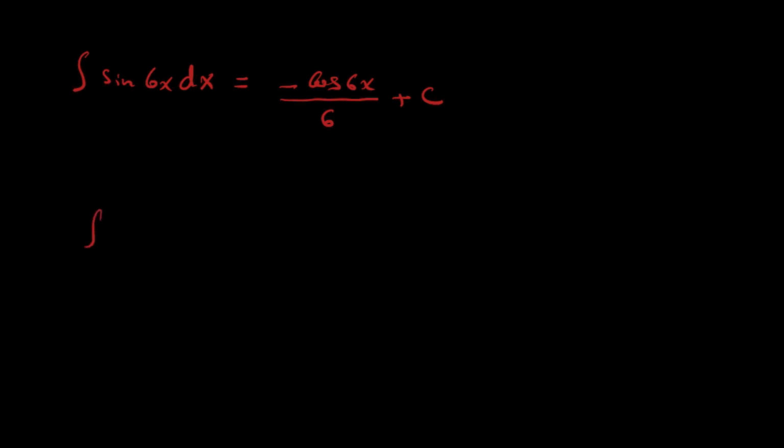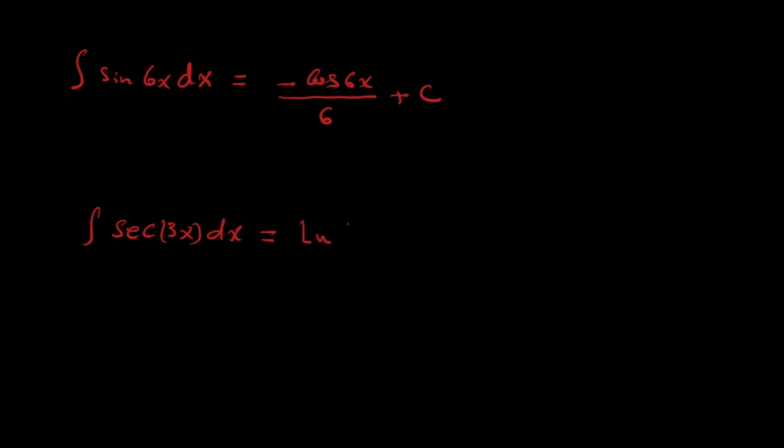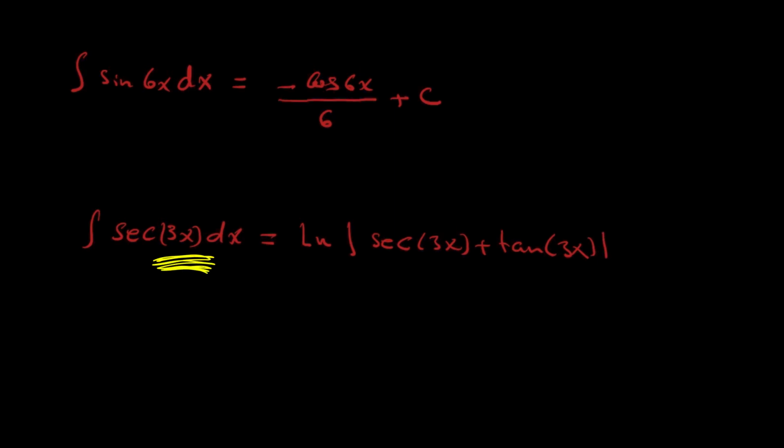What's the integral for secant 3x dx? Back to the rule, the integral for secant is ln absolute secant plus tangent, but how do we apply it here? We say it's equal to ln, we put absolute value, secant 3x plus tangent 3x, close the absolutes, and don't forget that we have 3x inside, so we divide by 3. And don't forget we have to put plus c always.